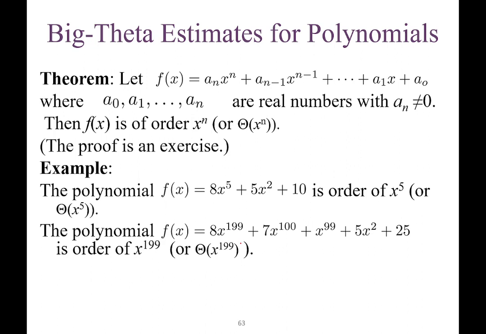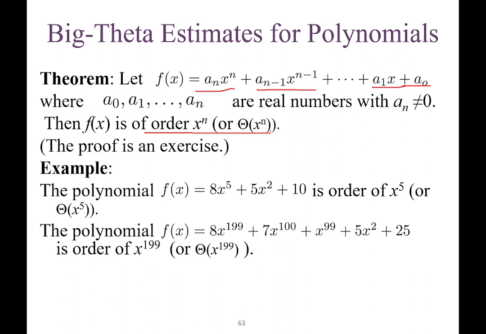Next, let's see the big theta estimation for polynomial functions. The theorem tells us that for a general polynomial function, a_n times x to the power of n plus a_(n-1) times x to the power of n minus 1, and so on, plus a_1 x plus a_0, this is the general form of the polynomial function. Then the theorem is that f of x is of order x^n. So it's big theta of x to the power of n.